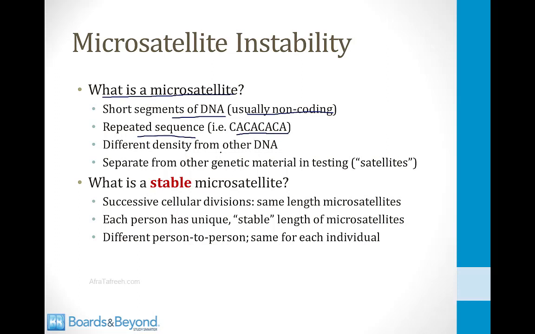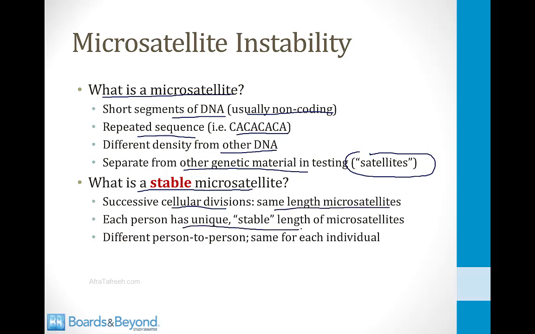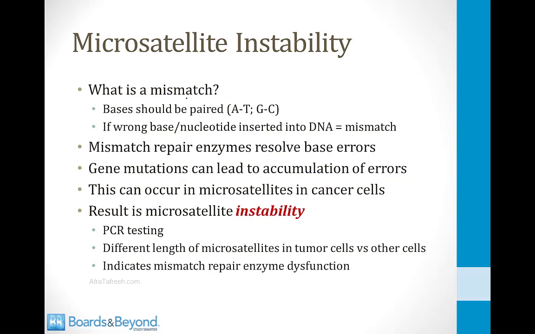And they have a different density from other DNA, so they separate from other genetic material in testing. That's why they're called satellites, because they are separate from the bulk of our genetic material. A stable microsatellite means that successive cellular divisions lead to the same length of microsatellites. And in fact, each of us has a unique stable length of microsatellites. It's different from one person to the other, but it's the same for each individual within our cells within successive cellular divisions.